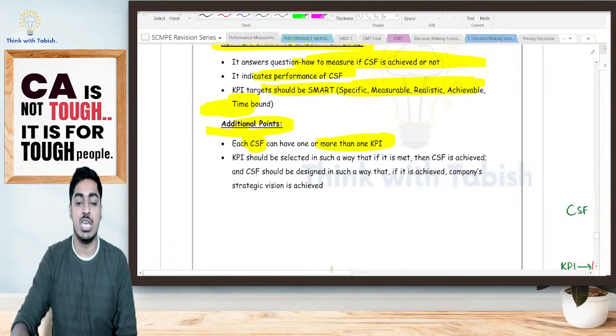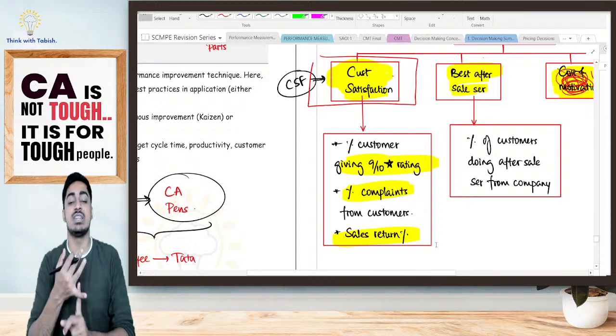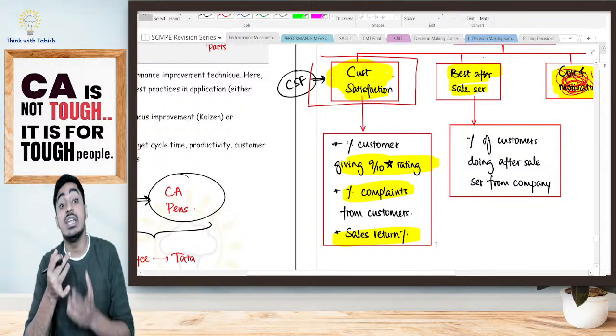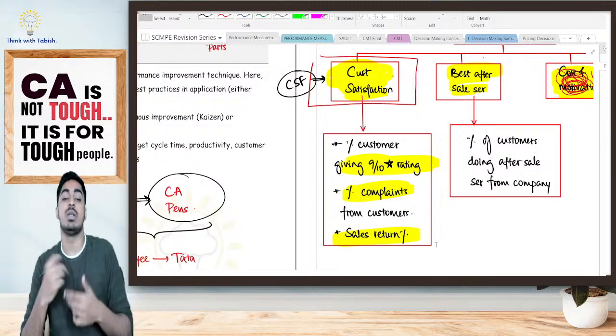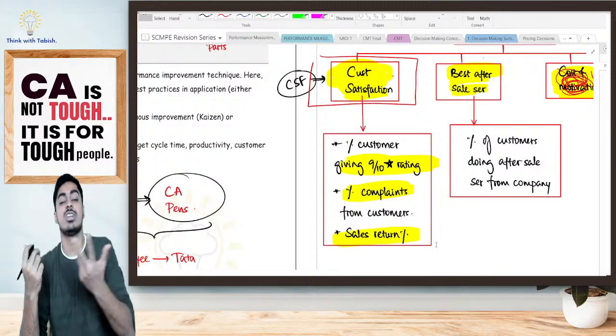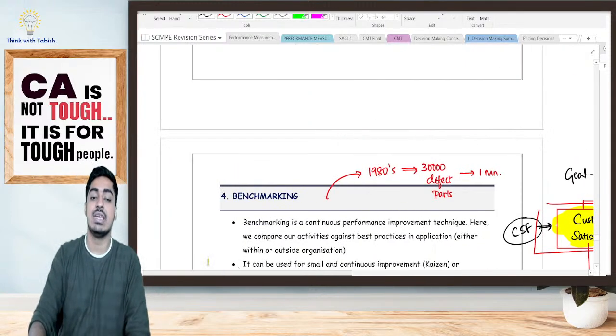Now, when I'm setting the KPI, it should be set in such a way that if the percentage of customers giving a 9 or 10 star rating increases, it automatically means my customer satisfaction increases. And in the long term, it means that I'm going to become the number one car manufacturer. Is it clear, everyone? Yes.